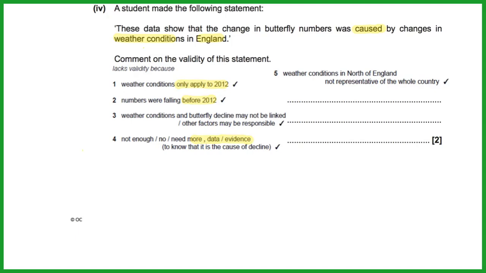You know that there is poor weather and there is a decline in butterfly numbers, but you certainly don't know that this is a causal relationship. And finally, that the weather conditions in the north of England don't represent the weather conditions in the whole country.